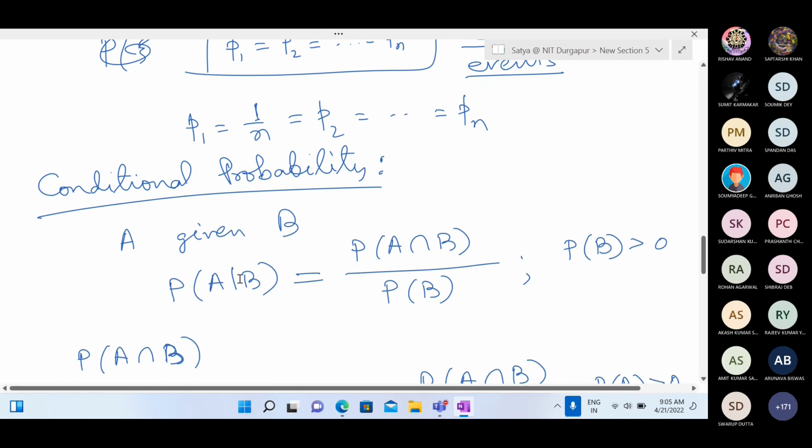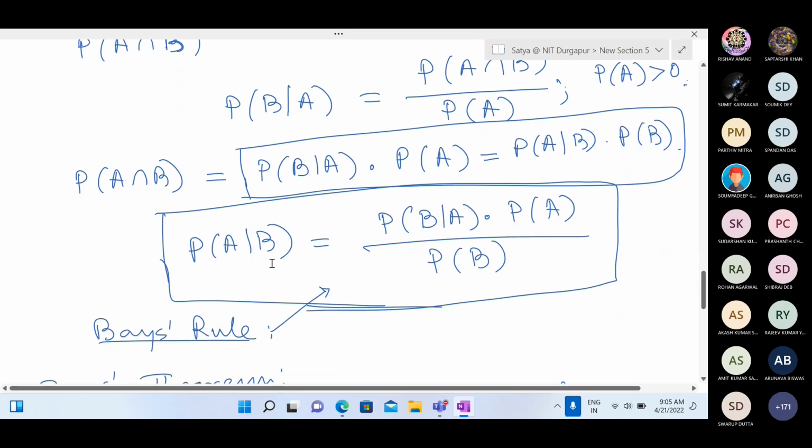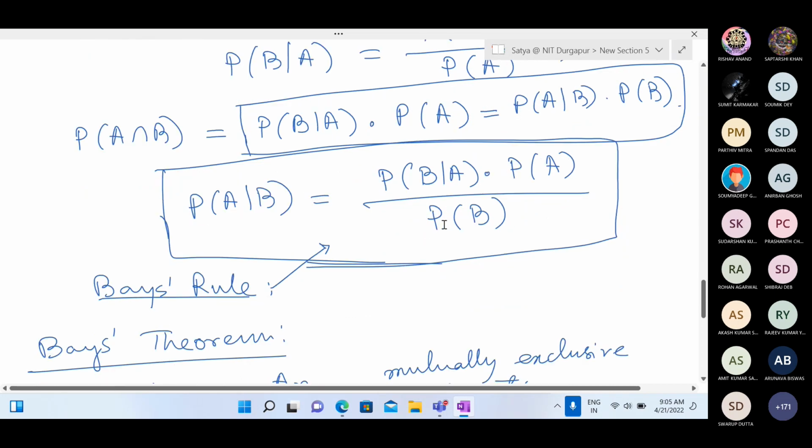The probability of A given that B has occurred is defined as the probability of A intersection B over the probability of B, where the probability of B should be greater than 0. From that we constructed Bayes' rule: probability of A given B equals probability of B given A times probability of A over probability of B. The benefit is that if it is difficult to find the probability of A given B, we take the opposite way, since probability of B given A is sometimes easier. That is when we use Bayes' rule, and its generalization is Bayes' theorem.